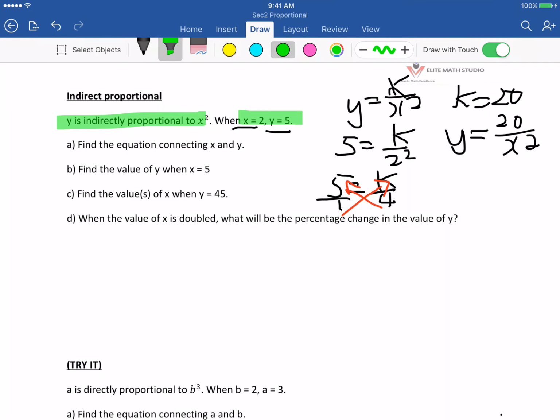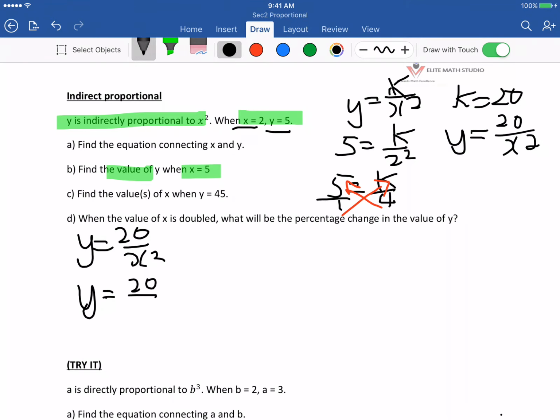Okay, next one. Find the value of y when x equals 5. So substitute in. So it becomes y equals 20 over x squared. Sub x equals 5 in. So y equals 20 over 5 squared. So the answer is 20 over 25. Lowest terms, 4 over 5. That's the answer. 4 over 5.